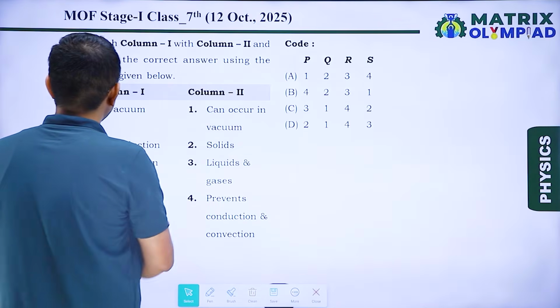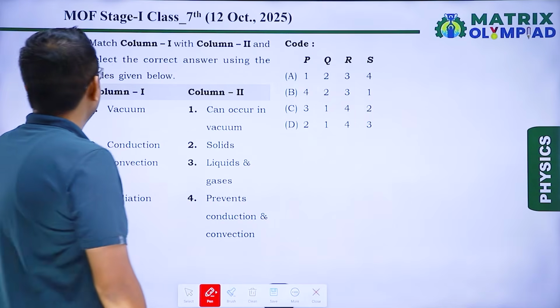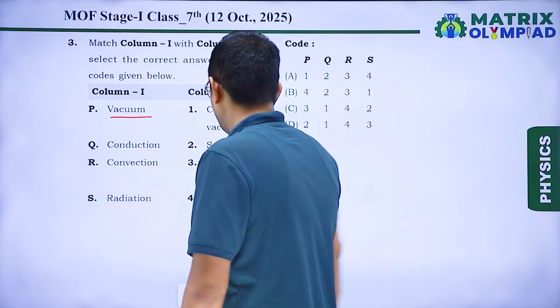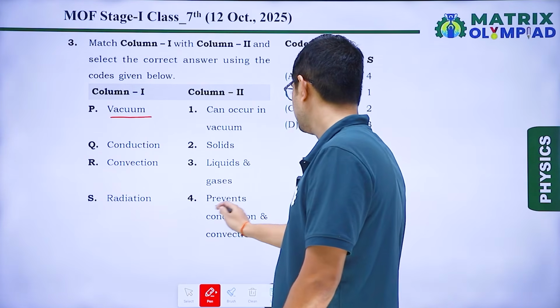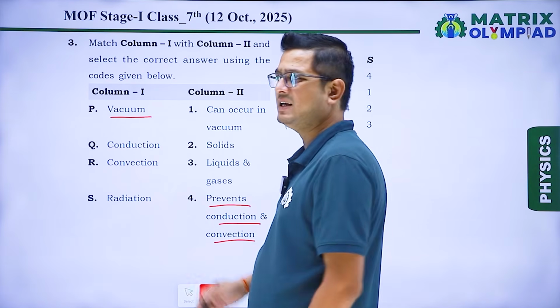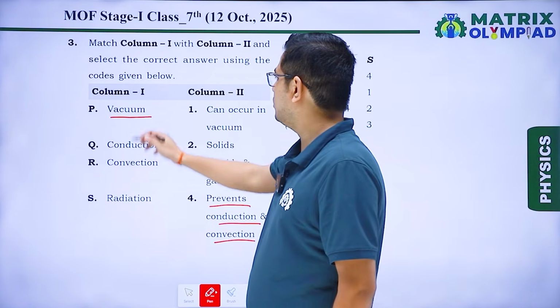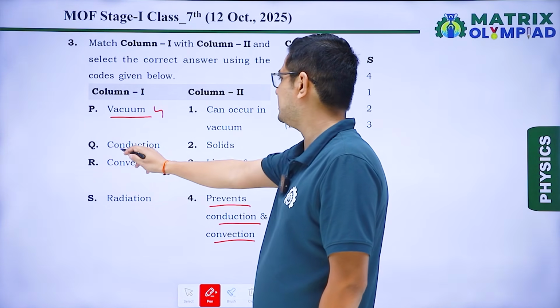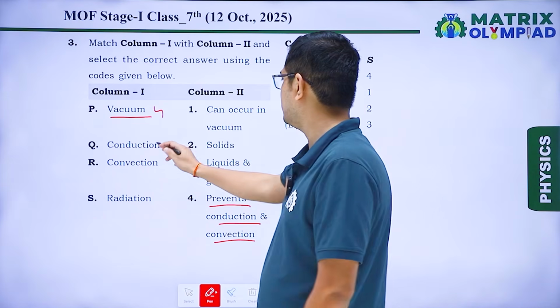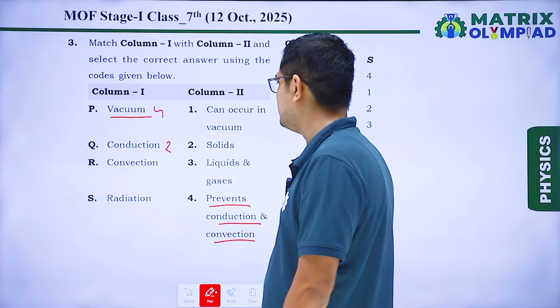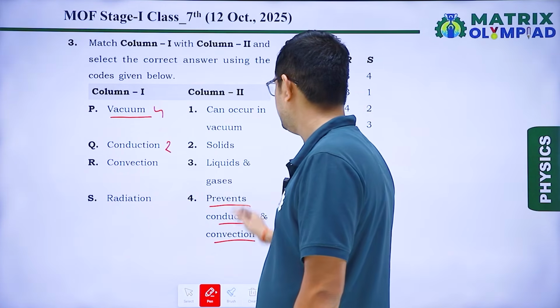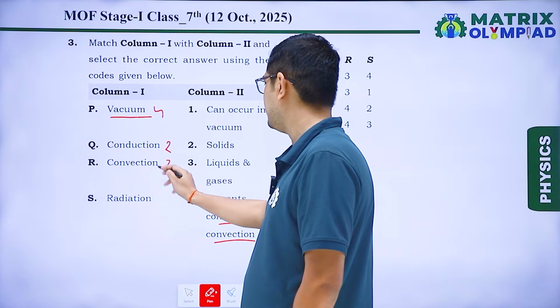Next question, that is match the column. So vacuum. We know that vacuum prevents the conduction and convection, that is mode of heat transfer. So for P I will write 4. Conduction only occurs in solid, so for Q I will write 2. Convection does happen in liquid and gases, so for R I will write 3.